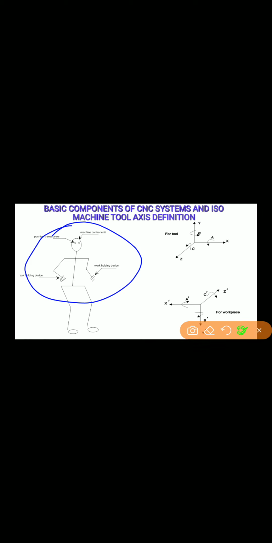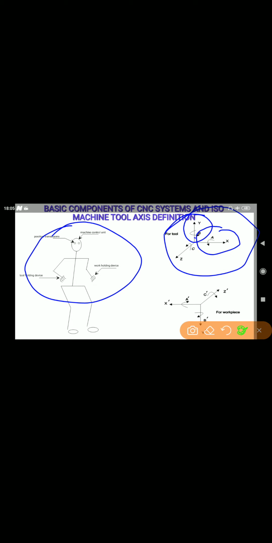Okay, so in automation most of the examples and most of the functioning are associated with the human being, right? So I'm going to tell you how we assign the axis for the tool and how we assign the axis for the workpiece. In the case of the tool, this is what we call the x axis, this is the y axis, and this is the z axis. We are all familiar with this axis assignment for the tools.